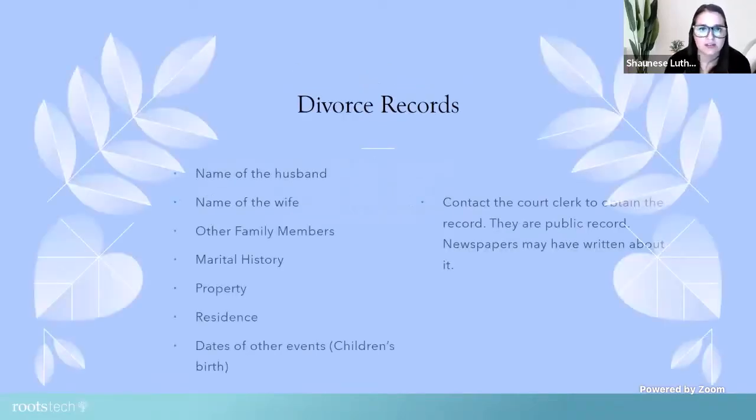So then you have divorce records. Divorce records name the husband and the wife, other family members, their marital history, their property, their residence, dates of other events, so like children's birth. It might also list if they've had a deceased child, that child's death date. It might. I'm not sure. And then you can contact the clerk to obtain the record. Newspapers will definitely write about it, which I'll talk more about newspapers soon.